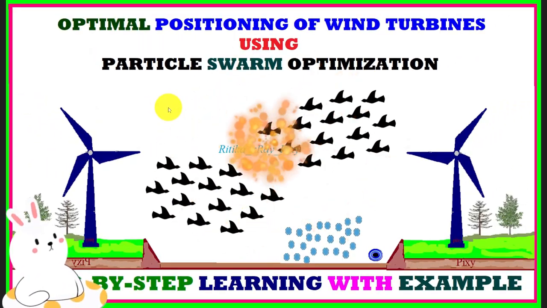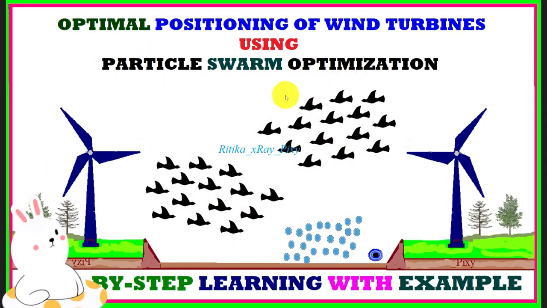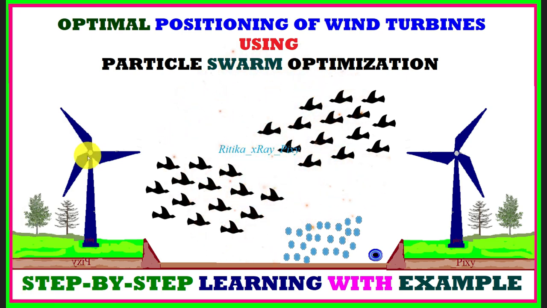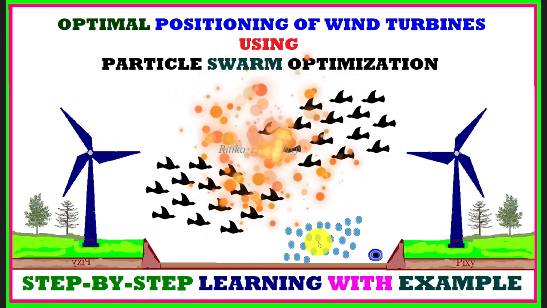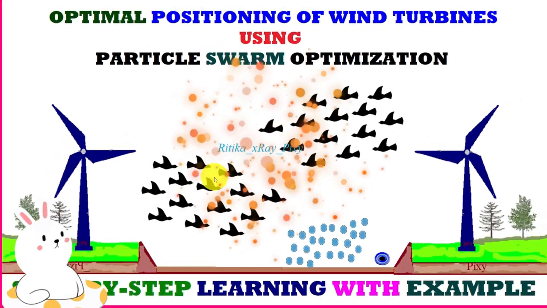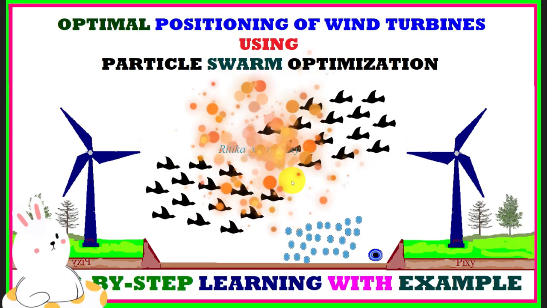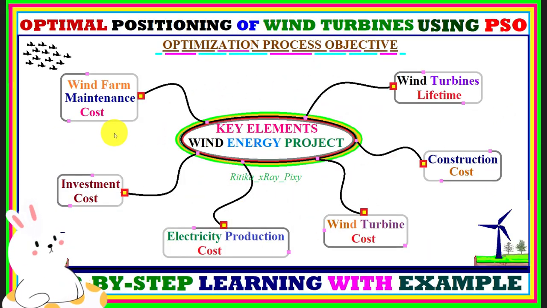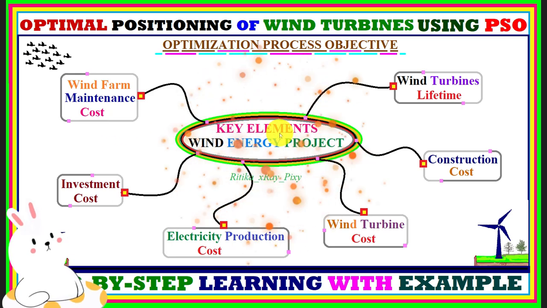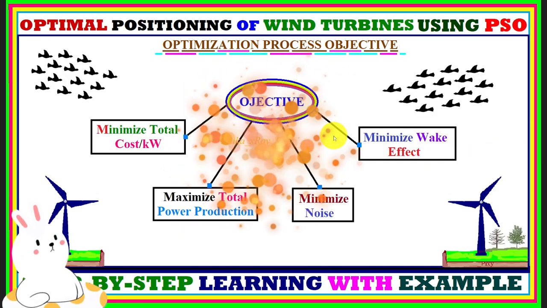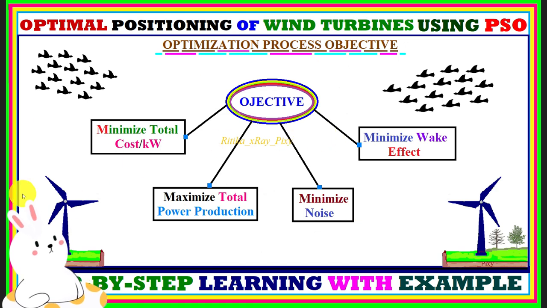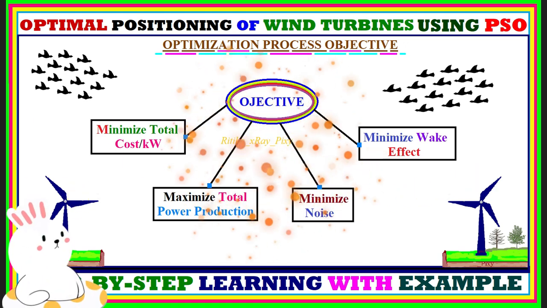This video is based on the application of particle swarm optimization algorithm for optimal placement of wind turbines in the wind farm. Step by step, we will try to understand this application. First, we will try to understand the optimization process objective, that is, why we need optimal placement for the wind turbines in the wind farm.